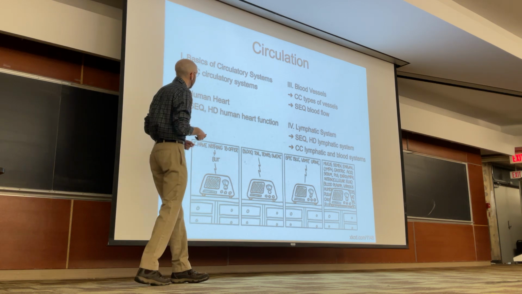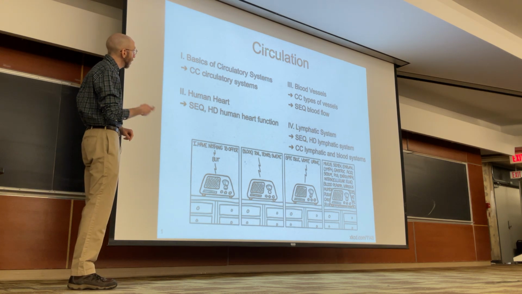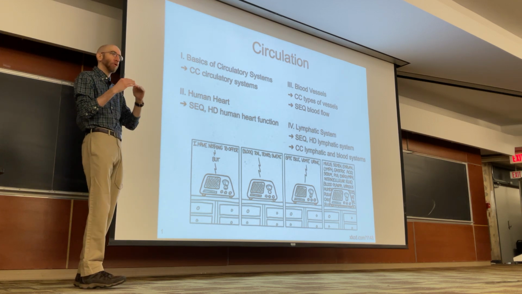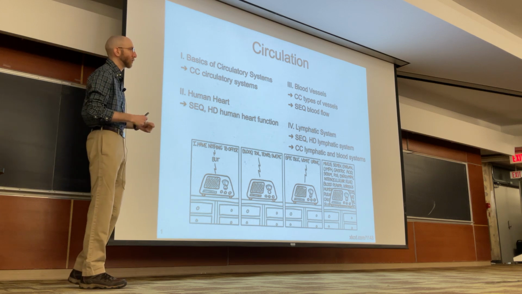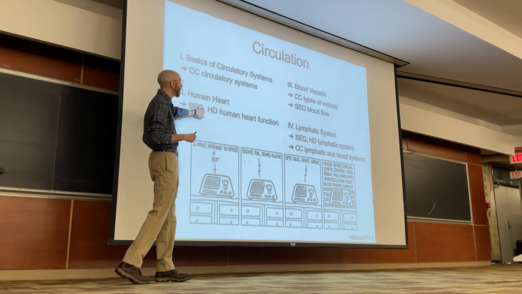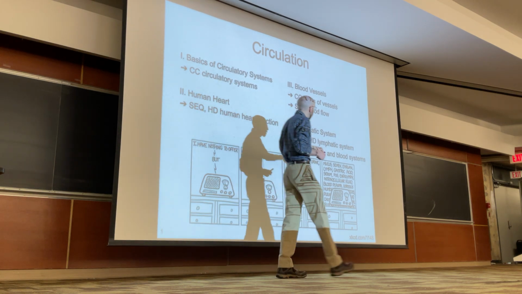So we're going to get right into circulation today. We're going to start with, as we like to do, a nice big picture of circulatory systems, compare and contrast different types of circulatory systems. We're going to look at that in 2 different ways. There's kind of 2 levels of circulatory systems we're going to compare. Then we're going to look at the human heart, so sequence of human heart function. We're going to see how a heartbeat initiates and how it works.